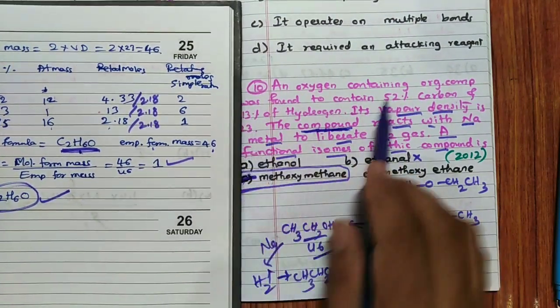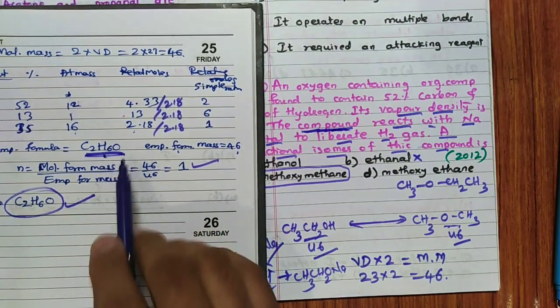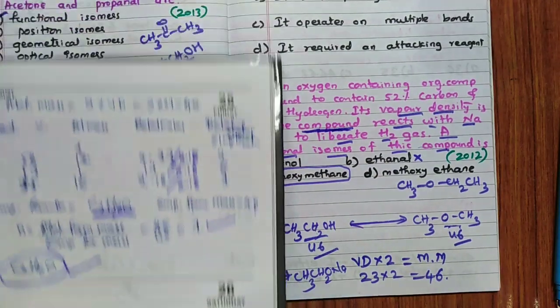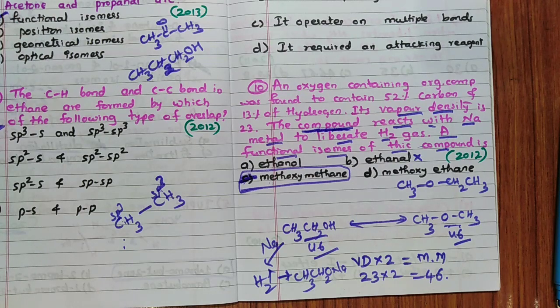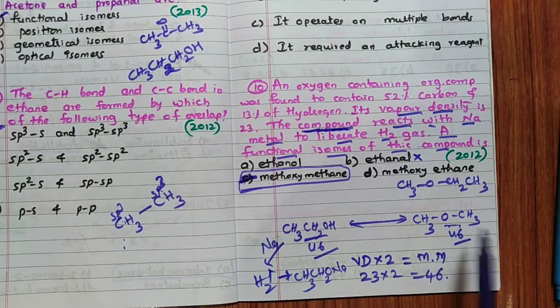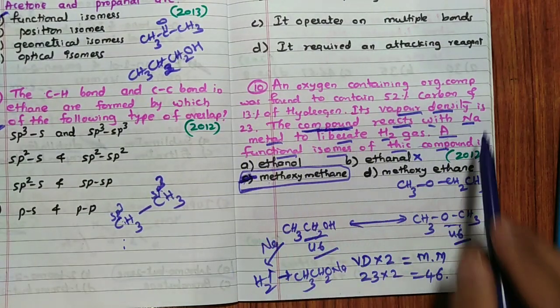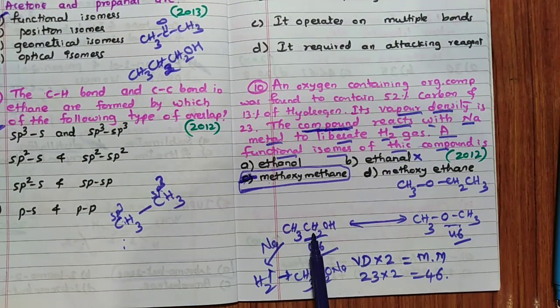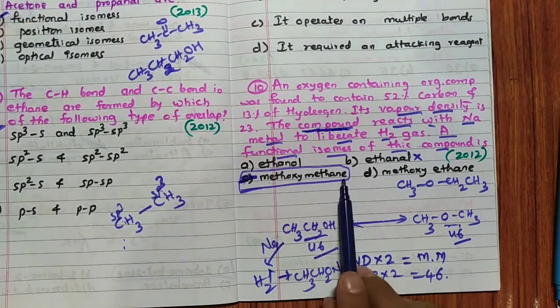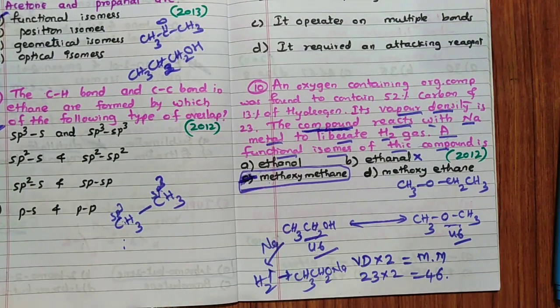So percentage is given for such students who want to calculate like this and those who want to waste their time. But we cannot waste our time, right? So the shortcut is 23 means 46. 46 means out of 2, 1 is the answer. The compound which reacts with sodium metal and liberates hydrogen gas is ethanol. The functional isomer of ethanol is, remember, methoxymethane. So the answer is methoxymethane.